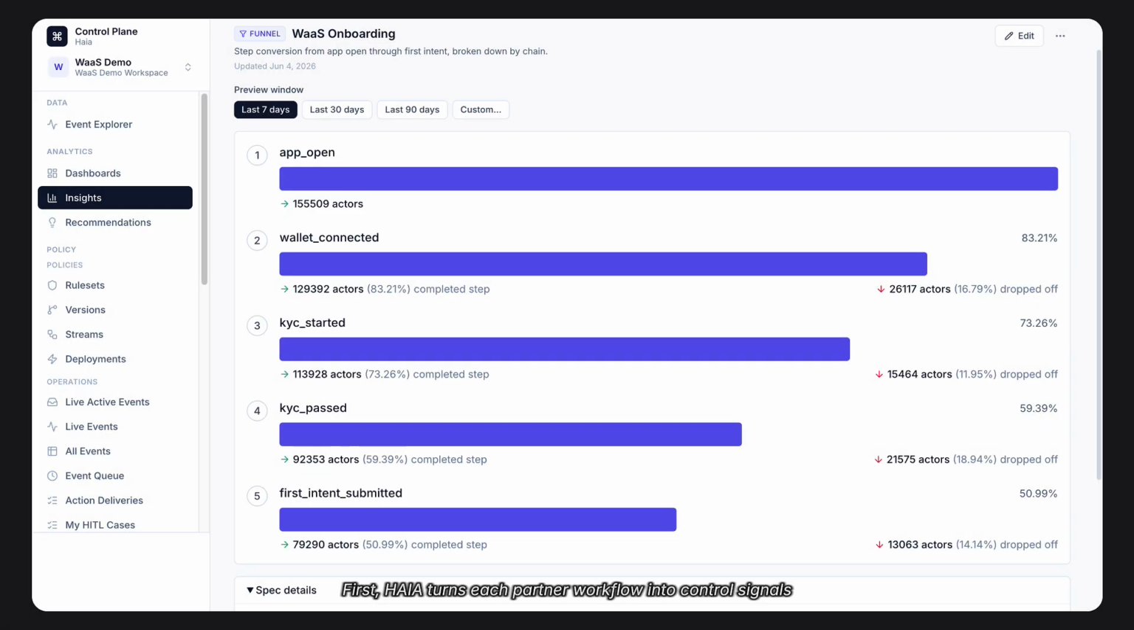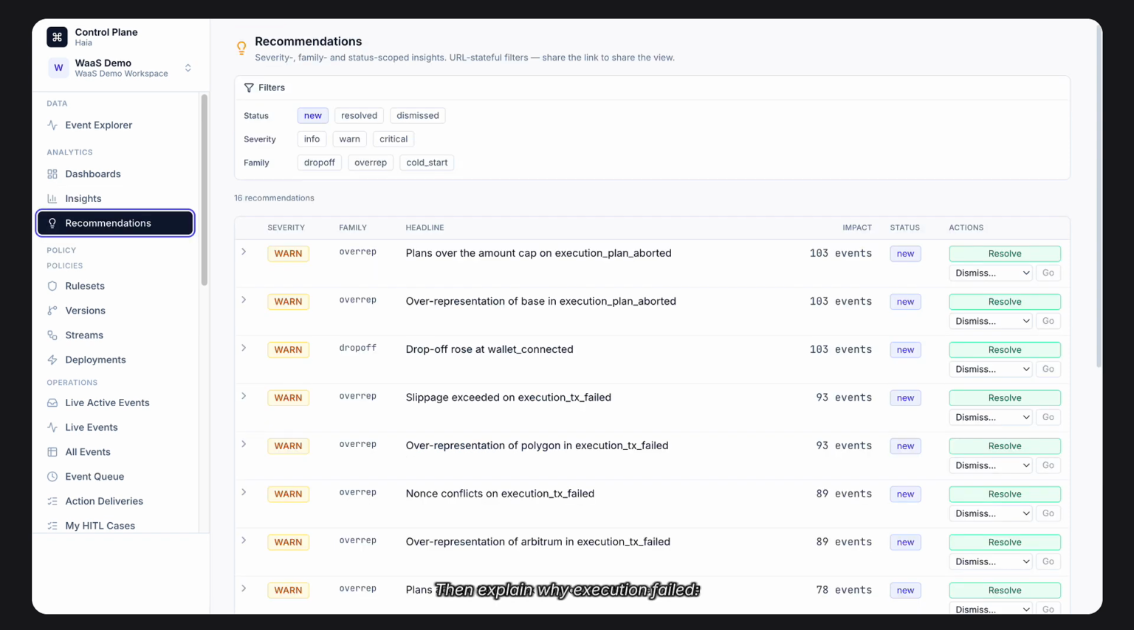First, Haia turns each partner workflow into control signals. It detects where volume is created or lost, then feeds recommendations, experiments, and policy so teams can improve the flow, not just observe it. Then explain why execution failed. Insufficient balance, route failure, unsupported asset chain pair, user rejection at signing. Haia turns those patterns into ranked recommendations so teams know what to fix first and what impact to expect.